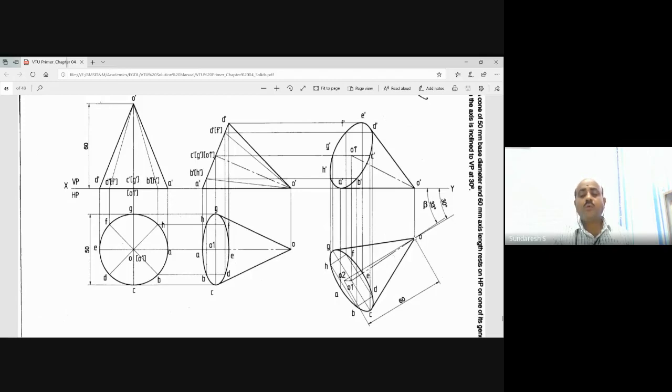So now just completing this, draw the projector lines. After drawing the projector lines, we will get the final front view. Look at this final front view over here. One of the end projectors is O dash and A dash. O dash and A dash is lying on the HP, represented as resting on the XY line.